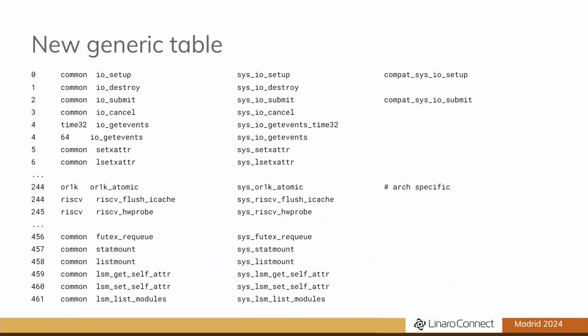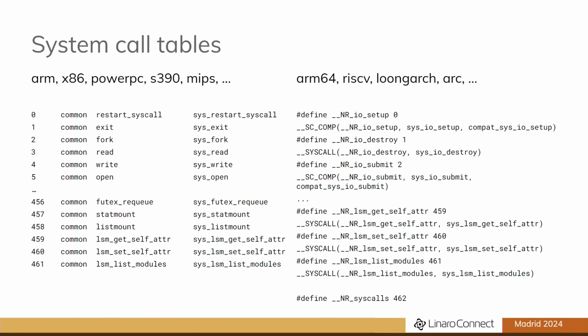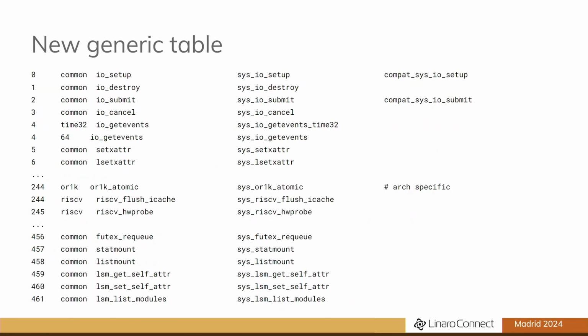So the first thing I did was to actually convert this table format into this format, but keep all the information intact, and that turned into something like this. So this is the format we have. So we still have number, ABI, macro name, entry point name, and then compat entry point name for those architectures that support both 64 and 32-bit user space in the same kernel. There are a couple of system calls in the middle that are architecture specific.